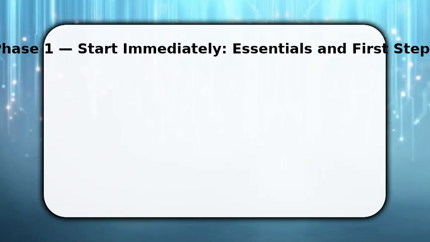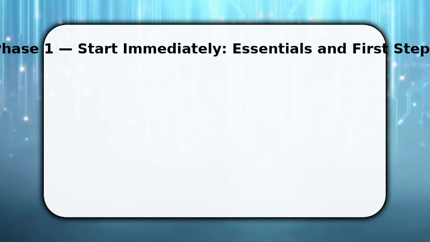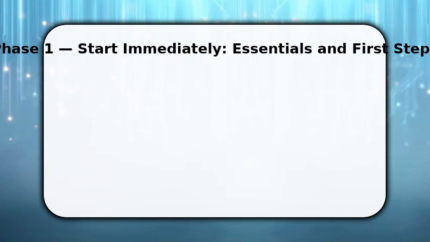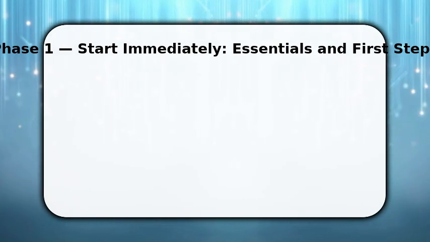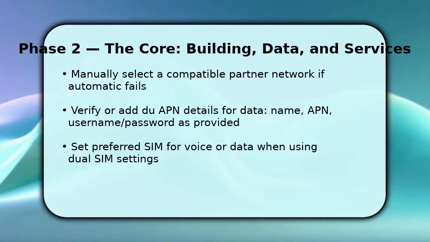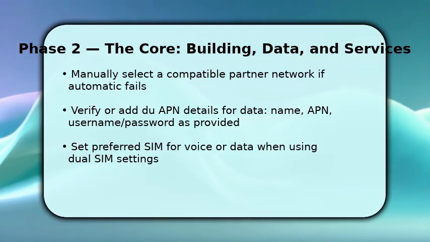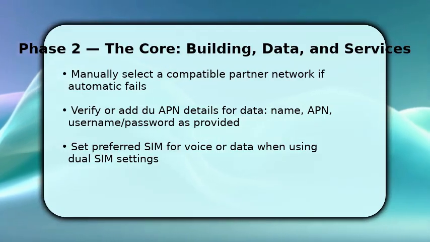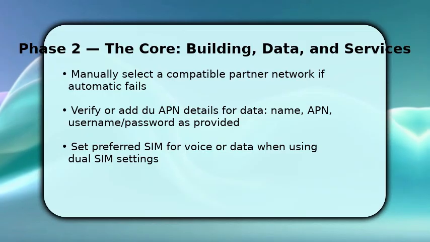You do this now because many networks require a fresh registration to accept outbound roaming requests, which speeds the rest of the setup. Once data roaming is on, make your phone search for available networks and, if needed, select a partner manually. You do this when automatic selection stalls.